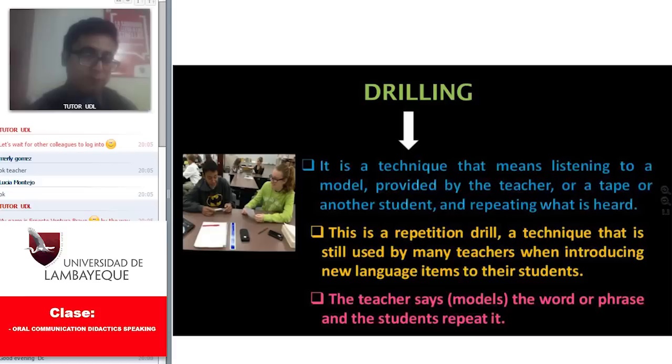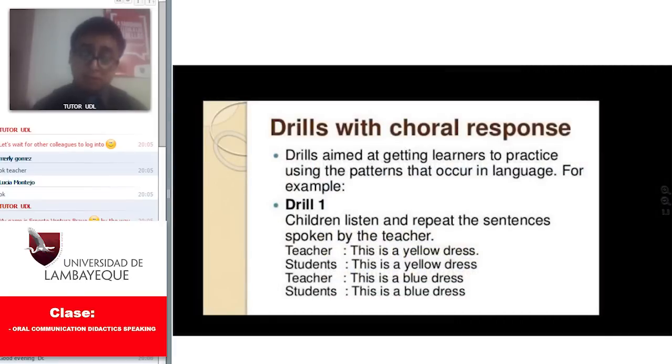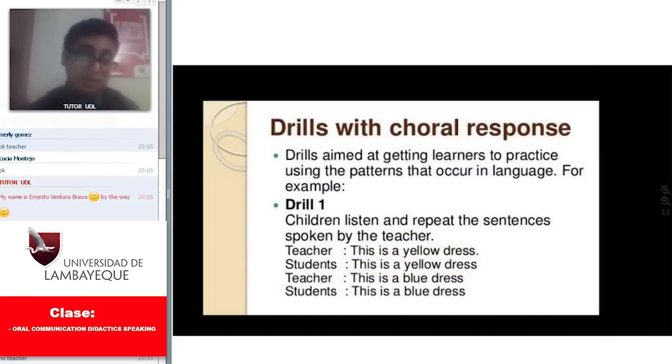And remember that for drillings, of course, you have to be the model first. You have to teach them something, and then they will be able to do the same, using the same structure. In this case, we are talking about speaking. Right? So to clarify any doubts, let's go to the next slide. I'm going to show you now.